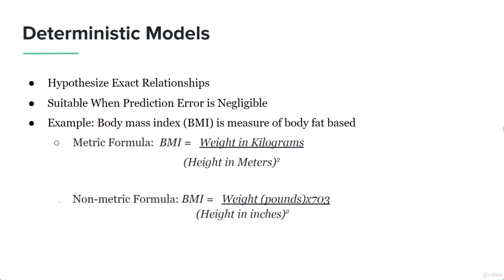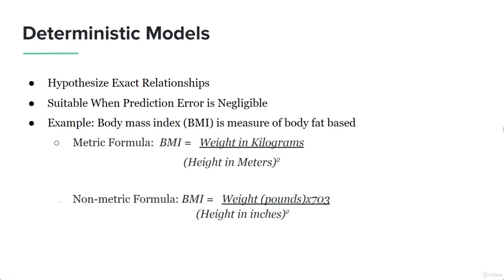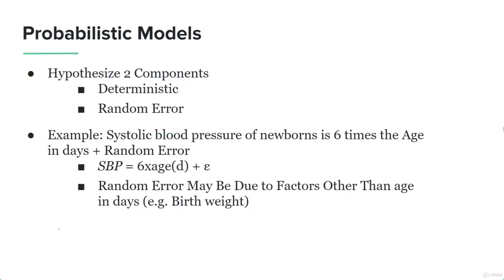So deterministic models are fixed. They hypothesize an exact relationship between variables, and so they are quite fixed. They are deterministic and the answer is definite. So for the weight in kilograms and the height of a person, there is no random element involved in it. They are facts and they need to be measured and quantified, and after putting them in this formula we can calculate the body mass index. So the body mass index formula is an example of a deterministic model. The non-metric formula for the body mass index would be the weight in pounds times 703 divided by height in inches.